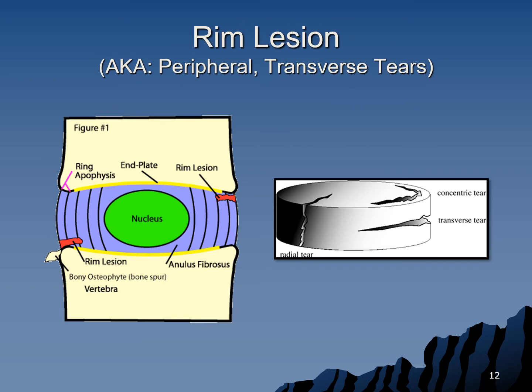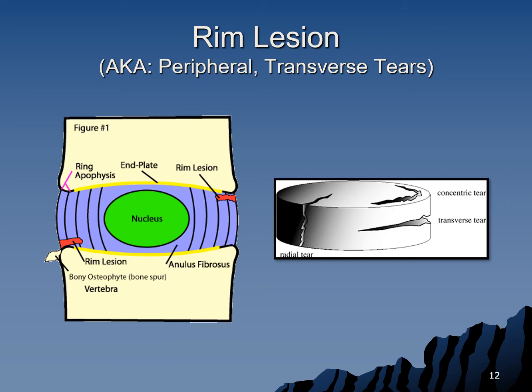All right, we have something known as rim lesions. A rim lesion is when there's actually a separation between the periphery of the disc and where it attaches through Sharpey's fibers to the cartilaginous end plate. That's what's known as a rim lesion.